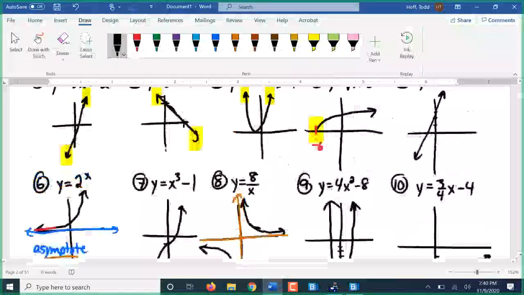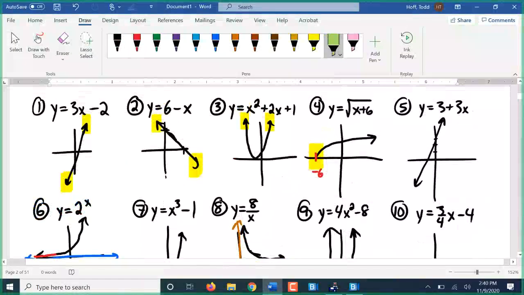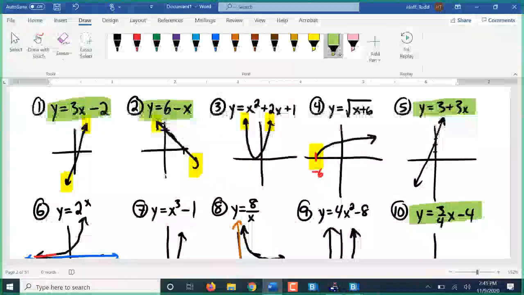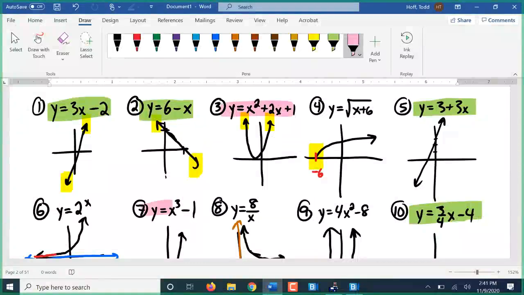So as we look at this, first thing I want to note is that there are 4 equations here that formed lines on the graph. Those 4 equations have something in common. More specifically, the other 6 equations have things in them that those 4 that I highlighted do not have. So let's look at those to start out with.